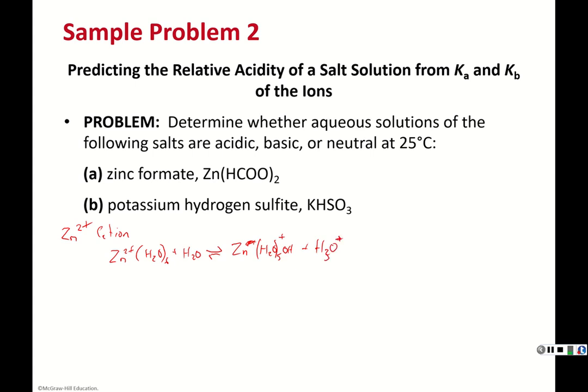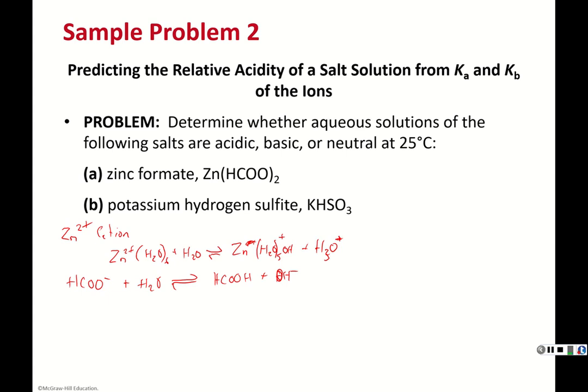Okay, so acidic. Well, the formate, HCOO minus, will act like a base, right? It's the conjugate base of formic acid, which is a weak acid. So it's the anion of a weak acid. And how it reacts is given by this equation, where it can pull a proton off of water to form formic acid, and then you have OH minus. So it's acting like a base.